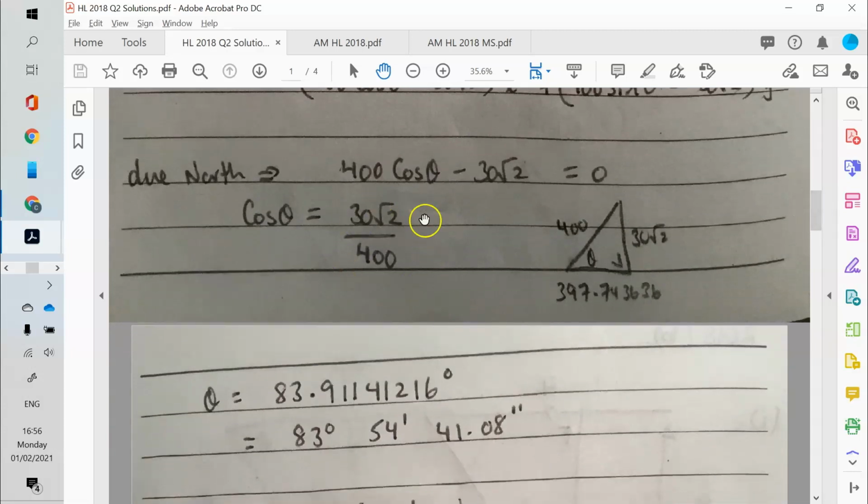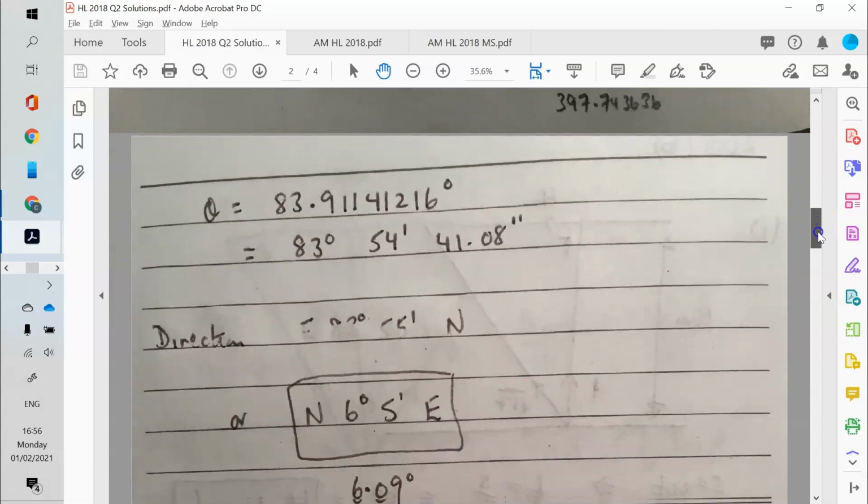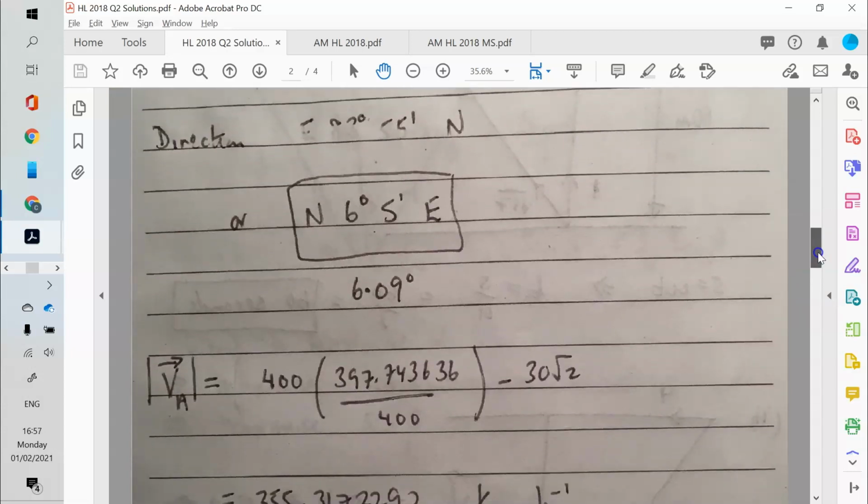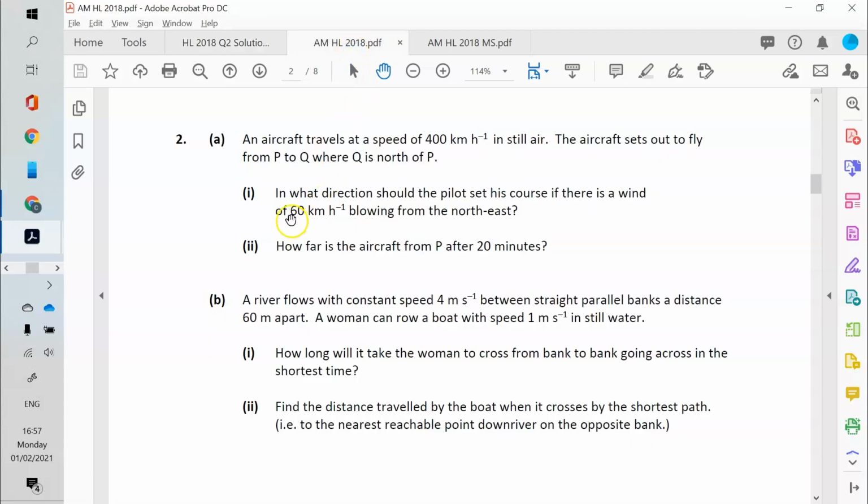I can also plug this into my calculator and find theta from it and give that in degrees, minutes and seconds. So I need to quote this direction, so I can say that I'm heading east 83 degrees north. Alternatively, I can say I'm heading north 6 degrees east. Okay, so that's the direction that we needed to head off in.